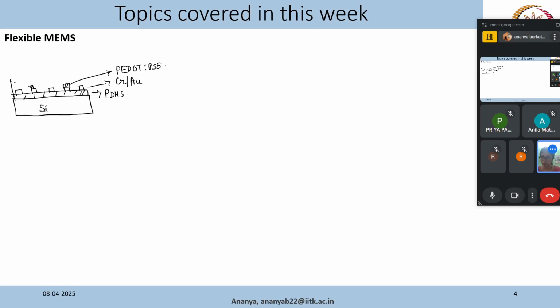We will coat everything with a thick SiO2 layer. Okay, so this is the SiO2 insulating layer. And how can we deposit SiO2? We will use PECVD.